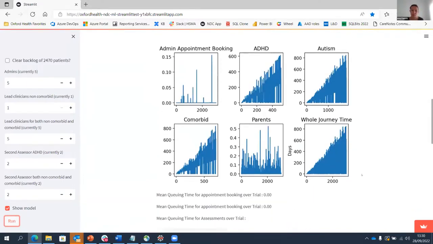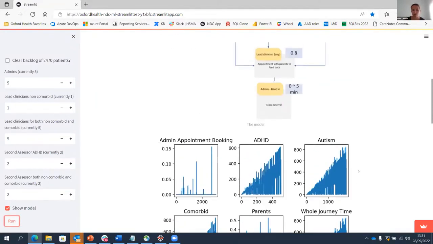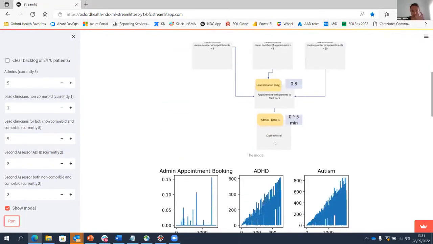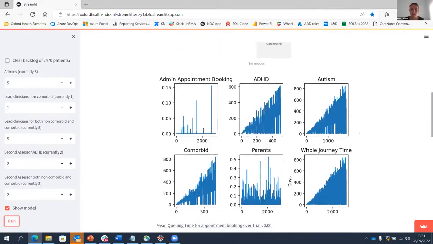So what are the charts showing here? This is the whole journey time. What I mean by whole journey time is from the moment the completed questionnaire gets returned, because that's our model, to the moment the referral is closed. That's what I mean by whole journey time. And then I'm splitting it by ADHD, autism, and comorbid, and it's the waiting time in days.